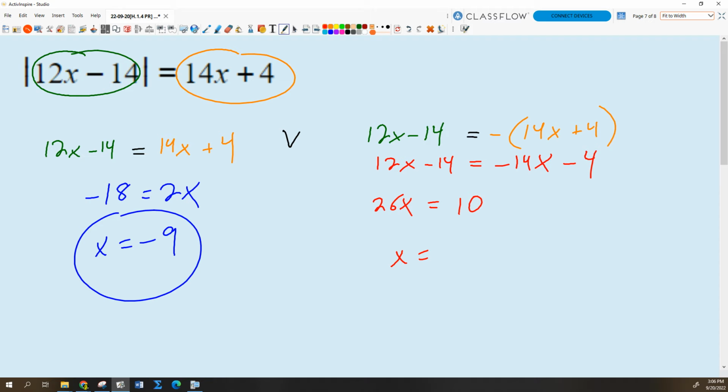Okay, but not as a decimal. Let's do a fraction. No, I took 2.6. I made it into 5 over 13. There you go. Okay. Done? Agreed? Yes.